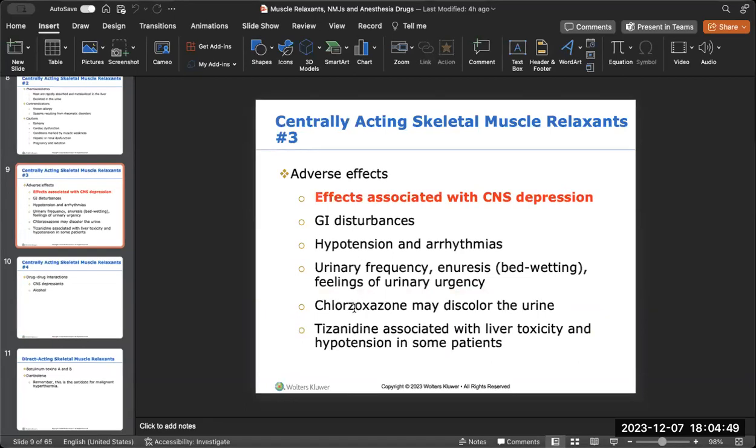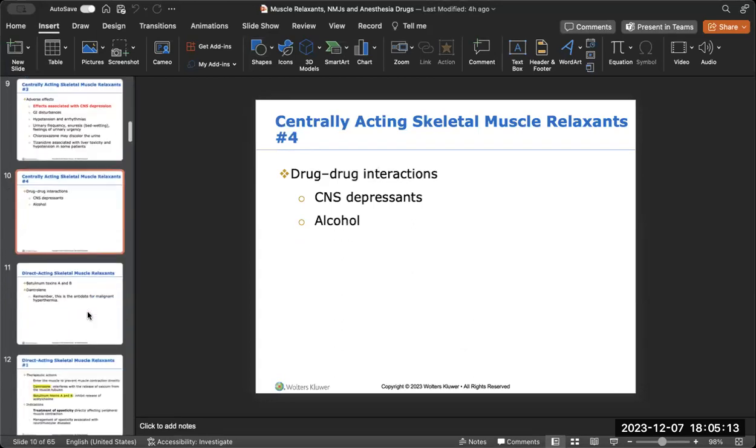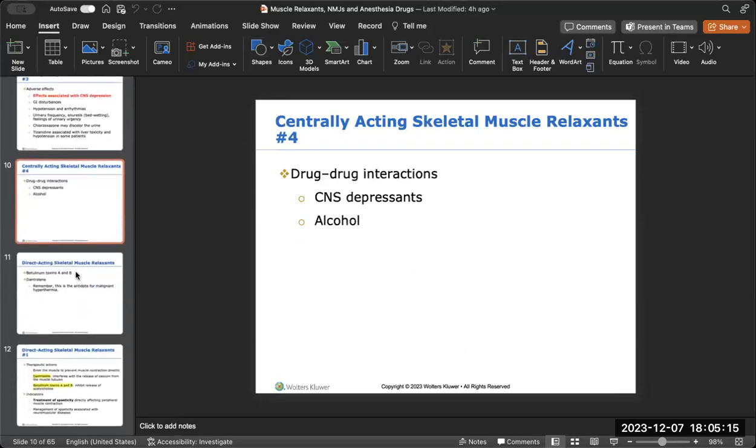Chlorzoxazone could discolor the urine, which would be a good teaching point to know if that's the medication you're giving to that patient. And tizanidine is associated with liver toxicity and hypotension in some patients. But the main idea with these centrally acting skeletal muscle relaxants is that they help reduce spasticity, and a really bad adverse effect is that they might have CNS depression, okay? Which means it might depress everything a little too well. And a teaching point is to avoid anything that can cause further CNS depression, like alcohol, narcotics, benzos, barbiturates, things like that.